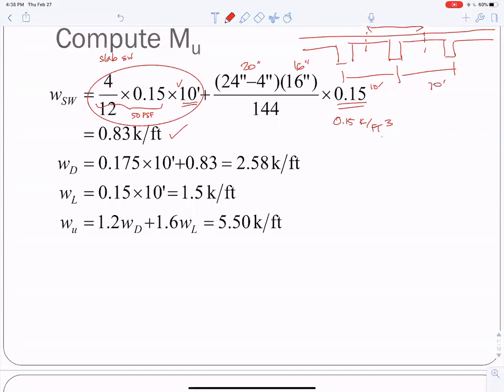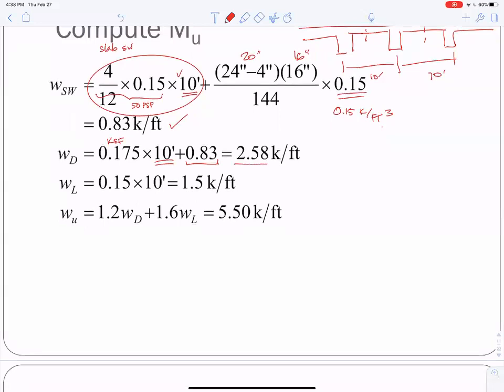And the total dead load was the 175 PSF. So divide by 1,000 to get KSF. Tributary width of 10 feet. And the beam itself weighs 0.83 kips per foot. And when you add that all up, you get a dead load of 2.58. So remember, this has everything: the slab, the beam, and the dead load.